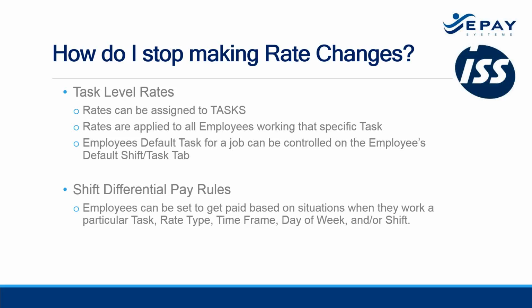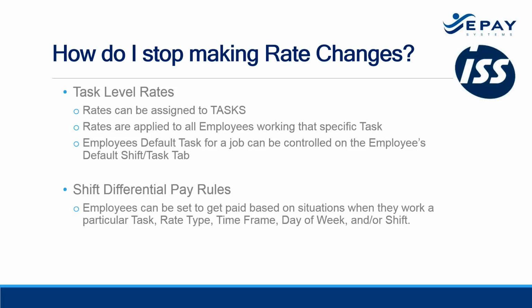So the first question: how do I stop making those rate changes? Well, it's very simple. There are two key ways of doing so. First one, the first bullet point there, is task level rates. A task level rate is a specific pay rate assigned to a specific task. If you always have someone working as a carpet tech, for example, when they clock into job 1, 2, 3 and go to work, they're going to pick the task to clock into as a carpet tech.